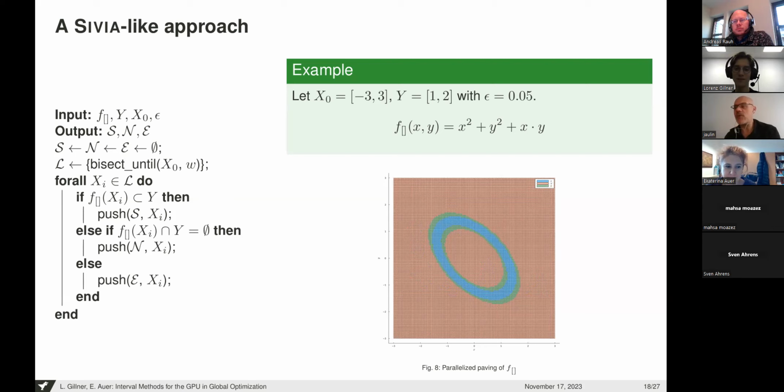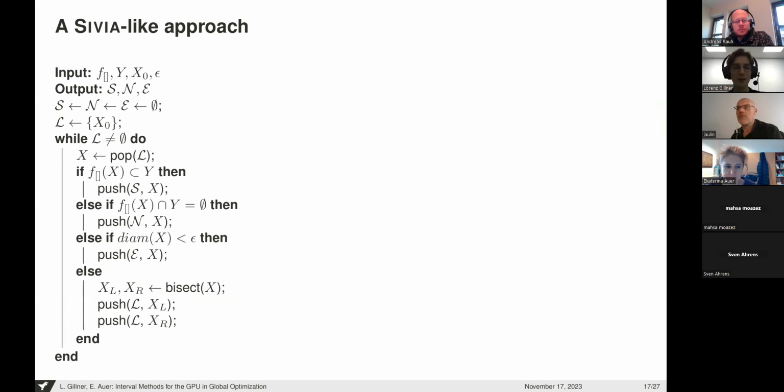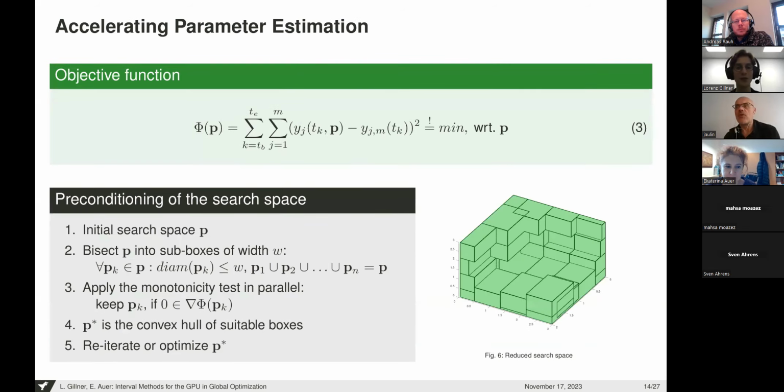And I have another question. In this example, you don't need automatic differentiation, I think, yes? This is right, yes. In this Civia-like approach, we did not use automatic differentiation, but in this approach, when computing the gradient, we definitely need automatic differentiation. But even in the other example, if you use a centered form, for instance, you need the derivative. Yes. But okay, I understand that. Yes, here you need it for the gradient.